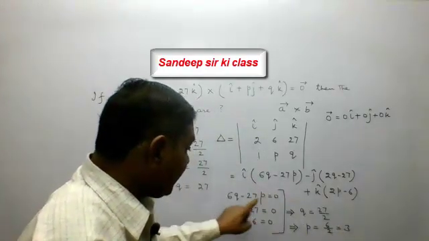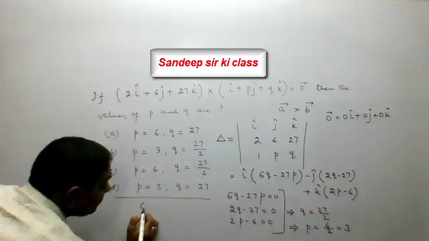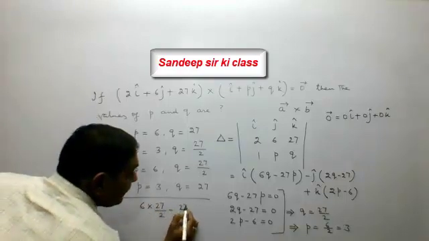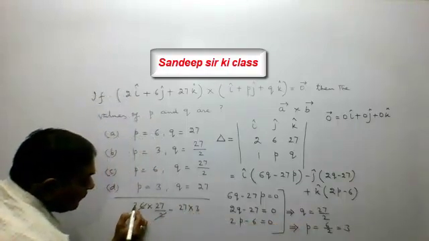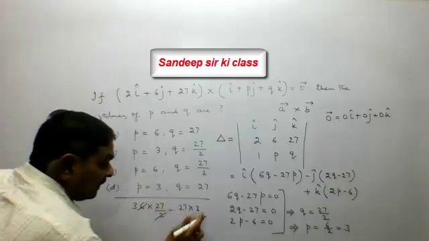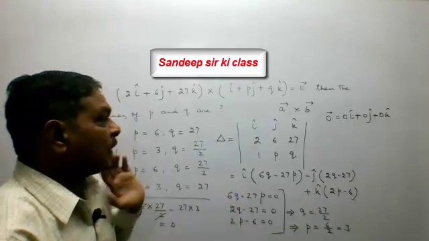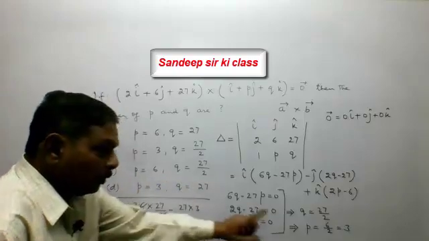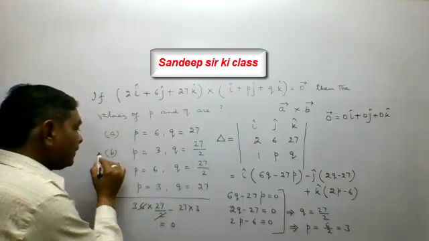And put these values here, this should be satisfied. 6 into q, that is 27 upon 2, minus 27 into p, that is 3. 3 into 27 minus 27 into 3, this is equal to 0. So the first equation is satisfied. So the values of p and q are p is equal to 3 and q is equal to 27 upon 2. Here option B is the correct option.